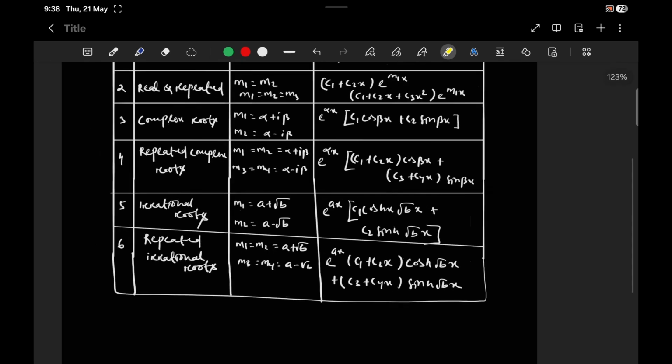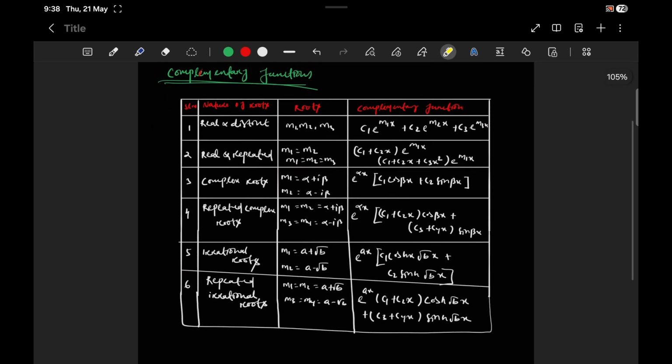This whole table is really messy and you are not supposed to understand it in this first pass. We are going to go into detail one by one from case 1 to case 6 with real examples, and those examples will make your understanding of the complementary function much better. Alright, so let's begin with the first case, when the roots are real and distinct.